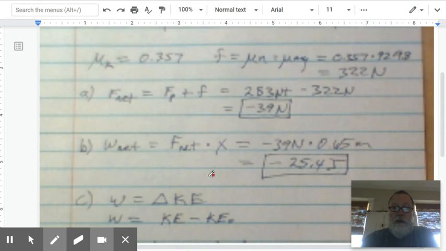Then for part B, we're to calculate the net work. Well, the net work, we can calculate this based upon how many joules were exerted. And so we'll take the net force, because work is force times distance. We'll take the net force times the distance moved. The net force was a negative 39 newtons, and the distance was 0.65 meters, so we end up with a negative 25.4 joules.